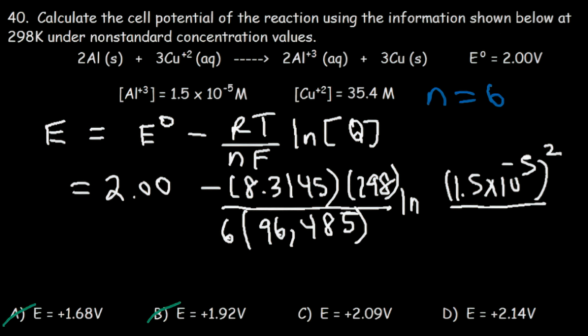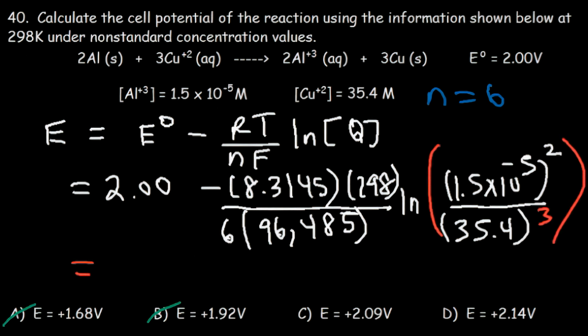Now, the copper plus 2 ion concentration is 35.4, but we have to raise that to the third power. And all of this is inside the natural log. So if you type this information into your calculator, you should get answer choice E, 2.14 volts. Now, if you prefer to type it in one at a time, here's what you get.